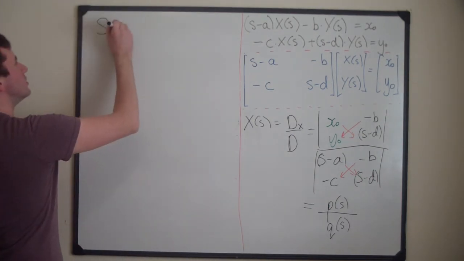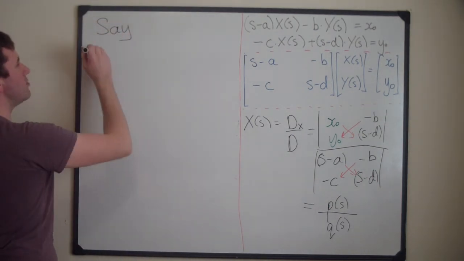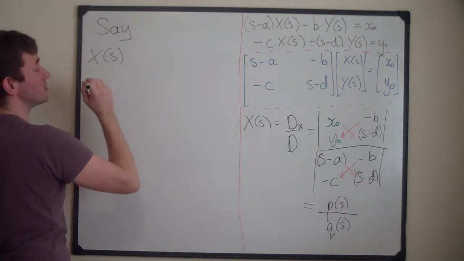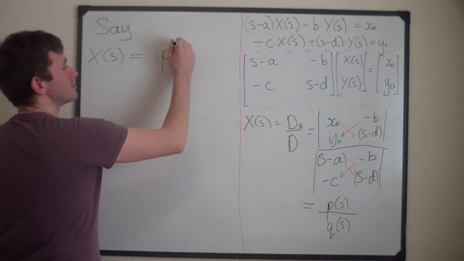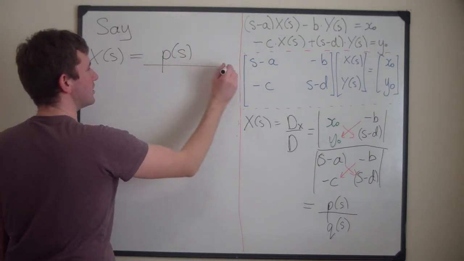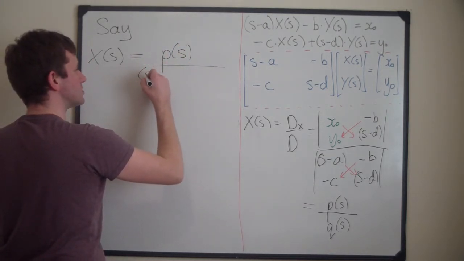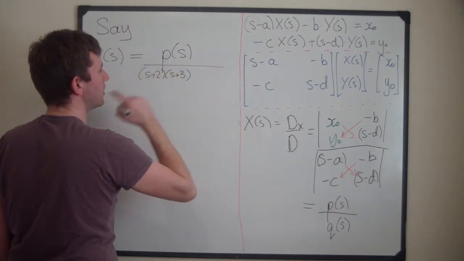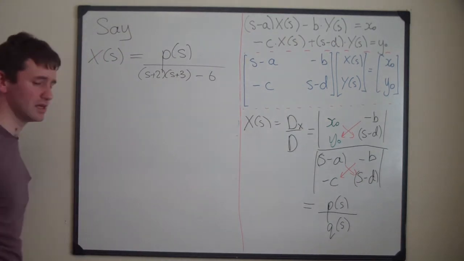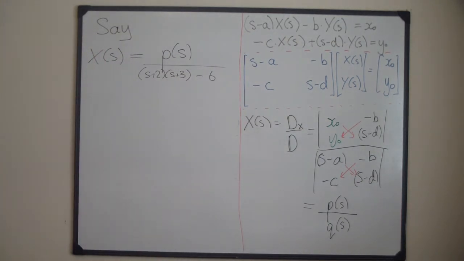Say, for example, big X of s. This is one that tends to happen. So let's say P of s will be some multiple of s plus a constant. And the kind of thing you're looking at is, say, s plus 2, s plus 3, minus 6.